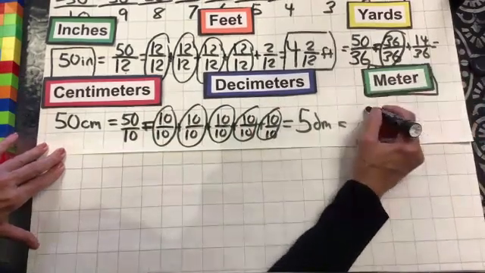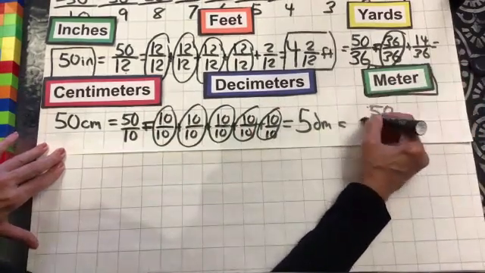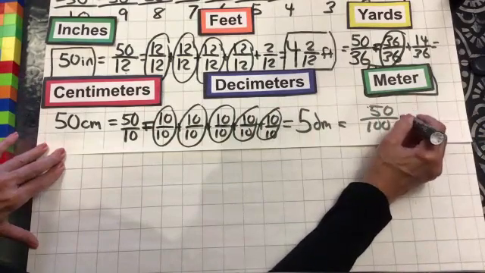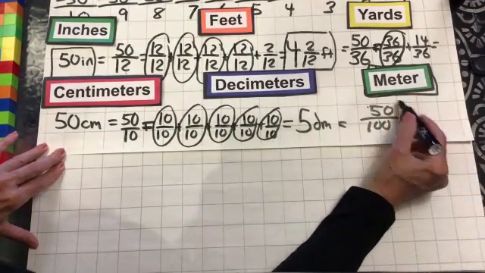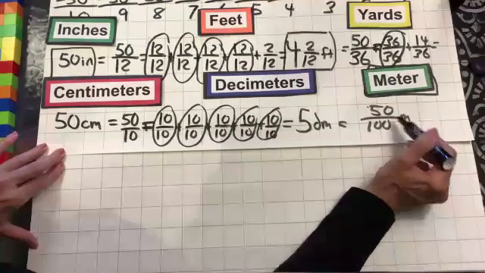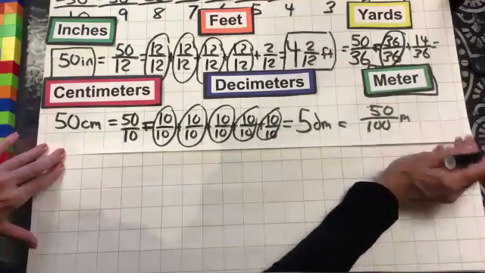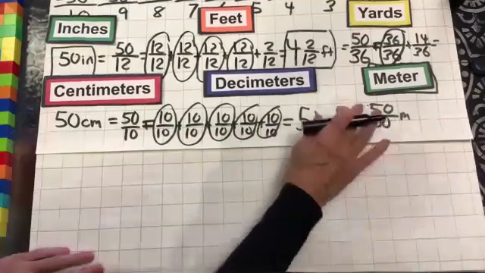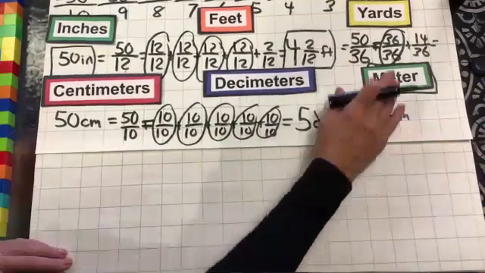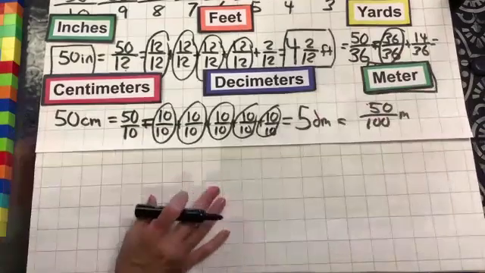And that would be 50 out of 100 meters. And we're going to learn about this too, because we can convert that into 1/2 of a meter, because 50 is half of 100. So it would be half of a meter. But we'll talk about that later down the road.